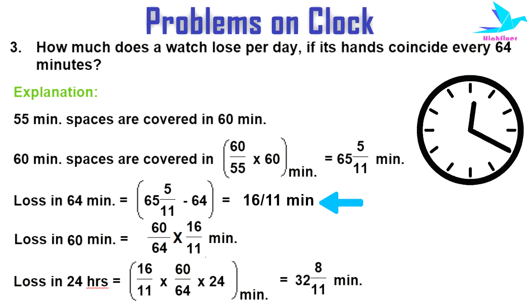So if in 64 minutes the loss is 16/11 minutes, in 24 hours the loss will be, by applying the chain rule, 16/11 × 1/64 × 24 × 60 minutes. That is equal to 32 8/11 minutes.